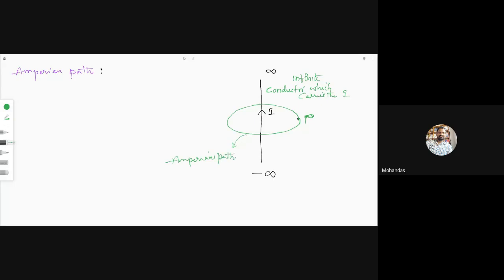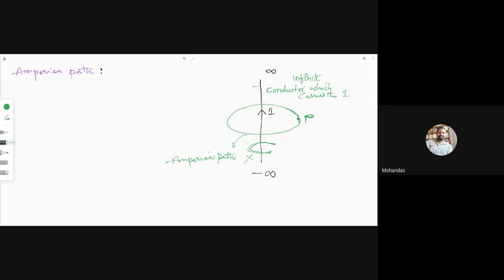This Amperian path should enclose this current distribution. Suppose you draw the Amperian path like this. Will it enclose the complete conductor? Is it a closed path? Please respond. Is it a closed path or not? This is not a closed path. The Amperian path should not be like this. The Amperian path should completely enclose the current distribution.